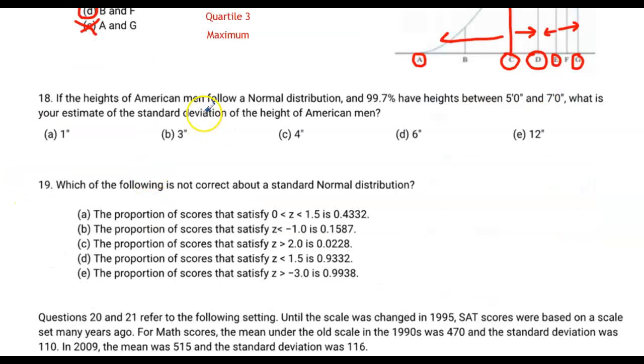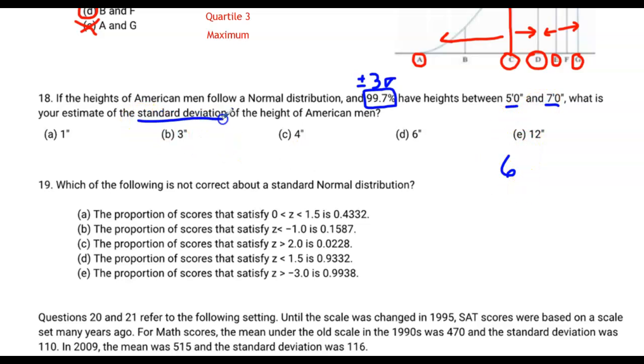Okay. Number 18, if the heights of American men follow a normal distribution, and 99.7%, I remember that number, have heights between 5 and 7 feet tall, what's your estimate of the standard deviation of the height of American men? Well, 99.7% represents plus or minus 3 standard deviations away from the mean. We know that 5 foot and 7 foot are 3 standard deviations below and above, which means our mean is probably directly in the middle of that, which is 6 feet tall. All right, so that's the mean.